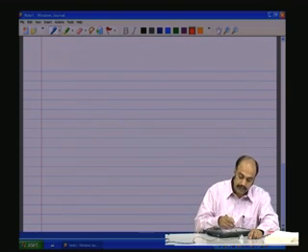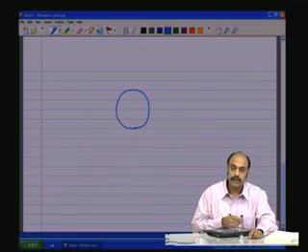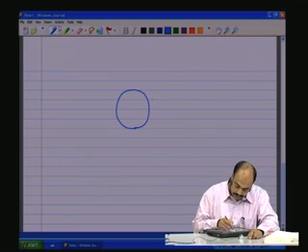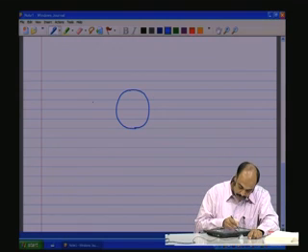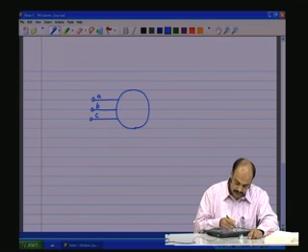Now let us represent it schematically. We have the stator, and the stator is connected to three-phase sources, and let us say that is the A, B, C phases. Okay, so this is the stator.